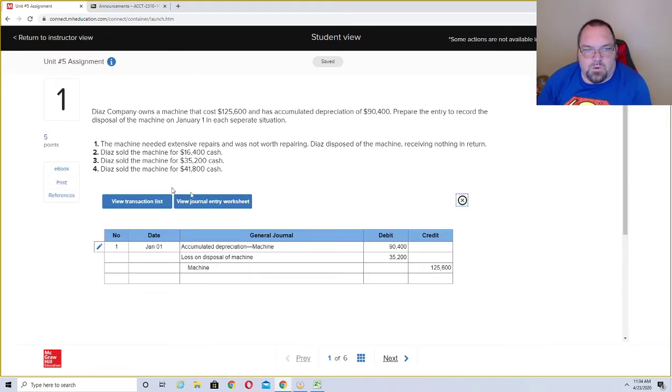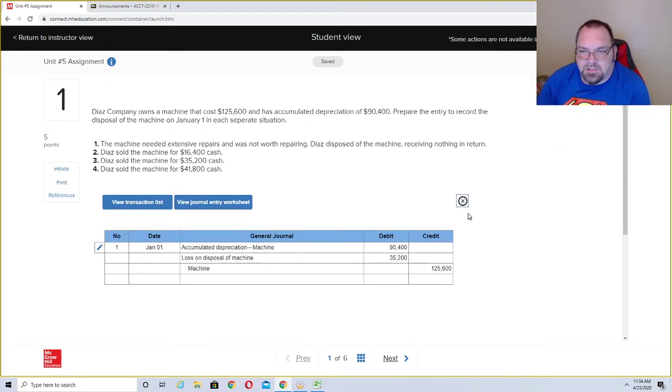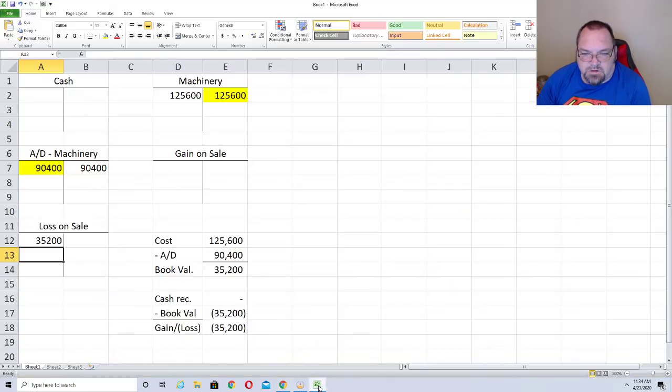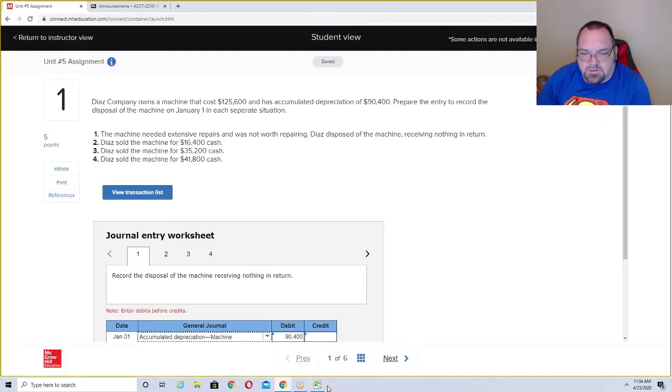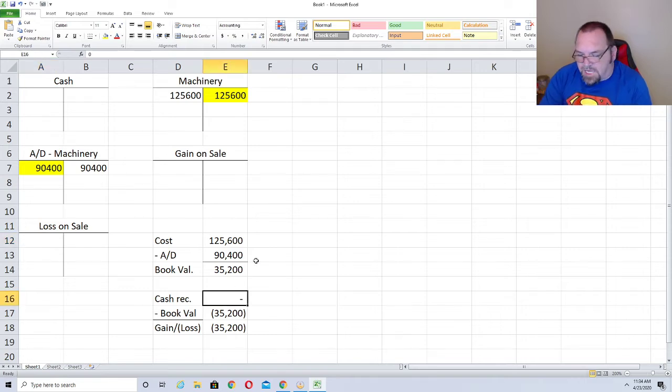Now let's jump to number 4, where we received a lot of cash. We received $41,800 cash. So let's go back to our spreadsheet. I forgot the number already. $41,800. So the cash received now will be $41,800. And now you see we have a gain of $6,600.